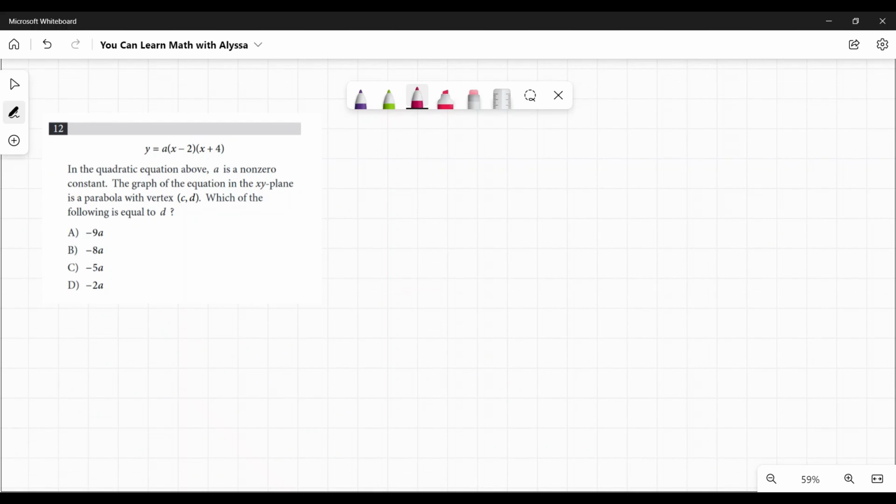Okay, number 12. Y equals a times x minus 2 times x plus 4. In the quadratic equation above, a is a non-zero constant. The graph of the equation in the xy plane is a parabola with vertex (c, d). Which of the following is equal to d?